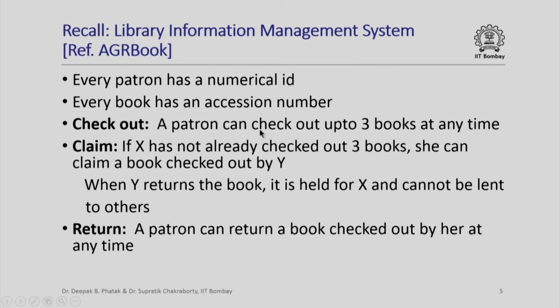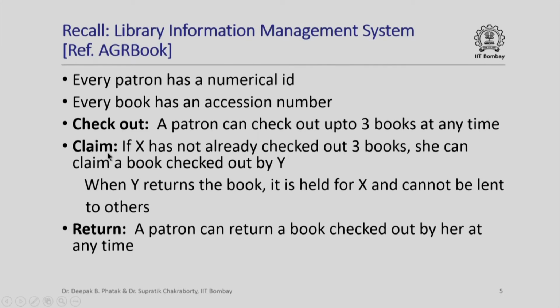Now recall from the previous lectures that we were trying to design a library information management system that was motivated by discussions in AGR book, and in our library information management system, every patron would have a unique numerical ID, every book would have a unique accession number, and we are going to allow three different operations: checkout, claim and return. What is checkout? A patron can check out up to 3 books at any time, and we have seen how to implement this functionality in C++ in the last lecture.